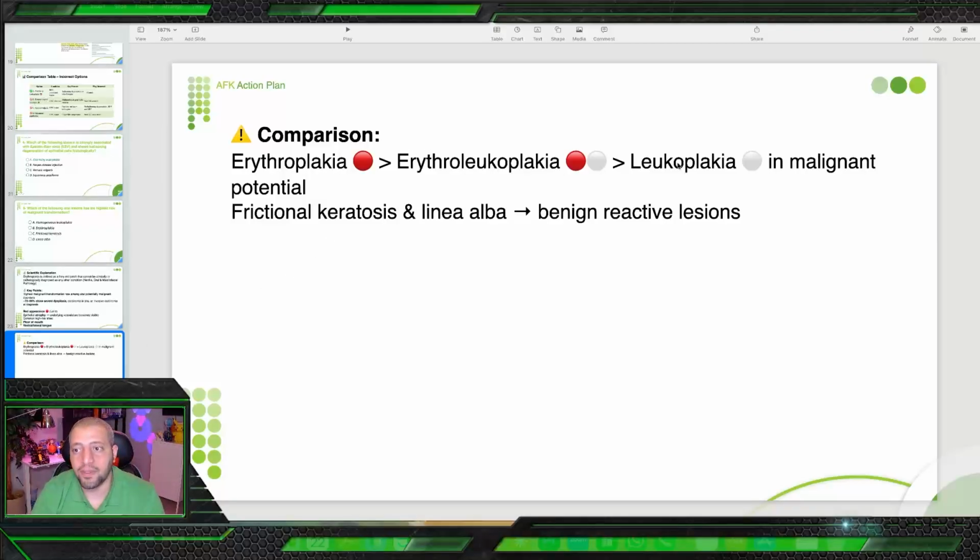So if you would like to go by order: erythroplakia, erythroleukoplakia, leukoplakia, in terms of malignant potential. Frictional keratosis and linea alba are benign reactive lesions. What is the meaning of reactive? It has trauma. You extracted the lower 6, the upper 6 is over-erupting, hitting the residual ridge. It will end up like this. Or the patient is stressed, like yourself studying for the exam, doing this while eating, ending up with linea alba. So this is the meaning of a reactive lesion.